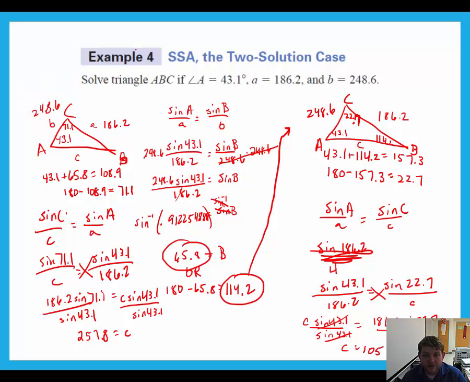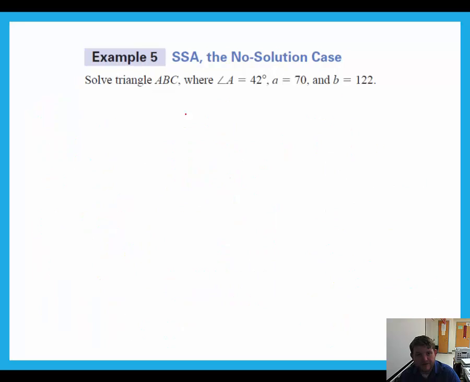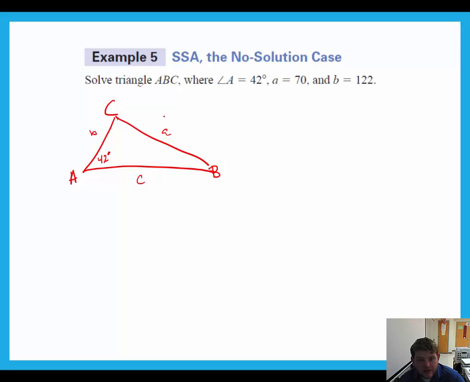So in this example, there are actually two triangles that satisfy this, and here they are. All right, the no solution case. This is the easy one. So if I have a triangle, we'll do the same thing, A, B, and C. Then this is little a, this is little b, this is little c. And we know this is 42 degrees, a is 70, and b is 122.